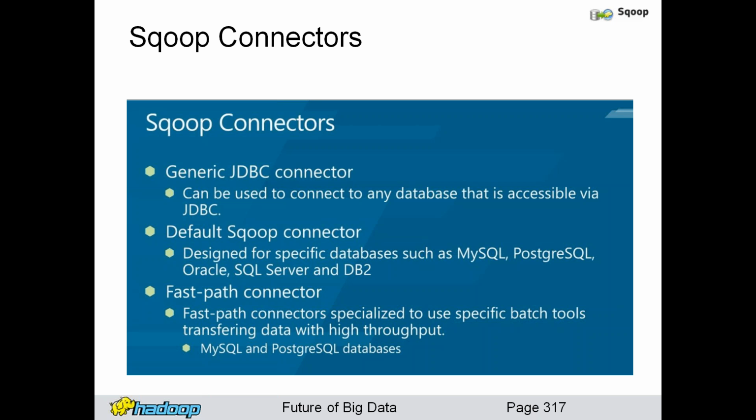These three ways are the only ways to import and export data using Sqoop. The first is the generic database connector, the second is the default SQL connector with its default options, and the third is the fast path connector. Only these three ways let you connect Sqoop to dump to your HDFS.